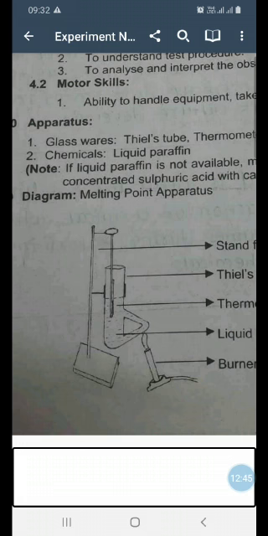Then below this experiment, there are a set of questions which you must attempt and complete your experiment number 2.